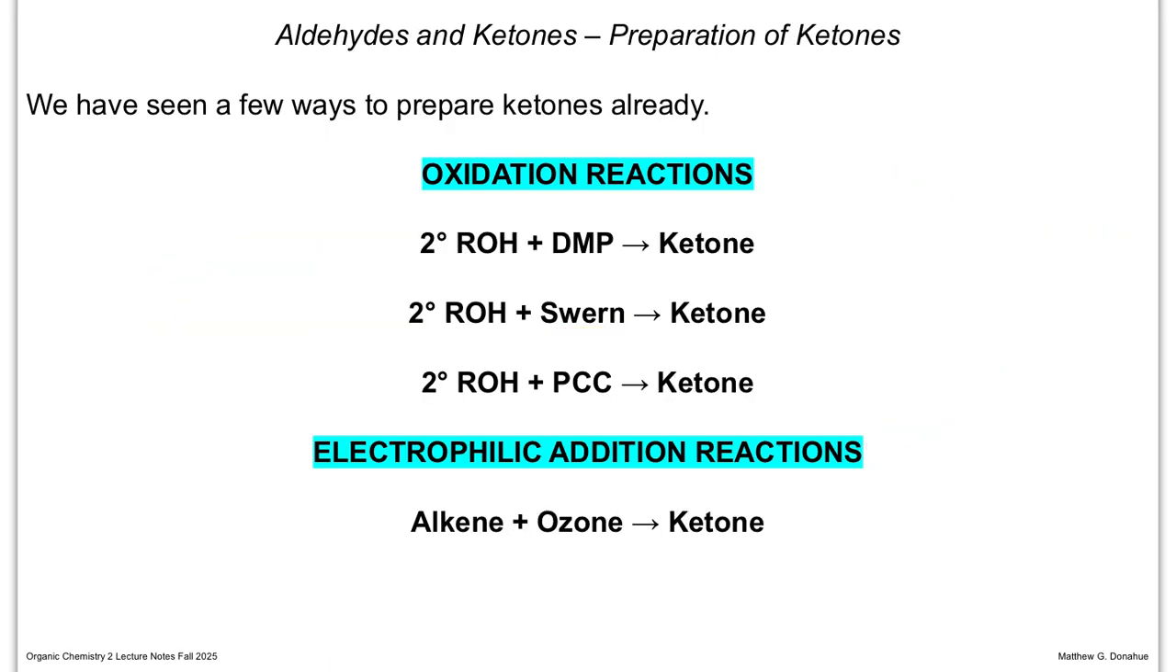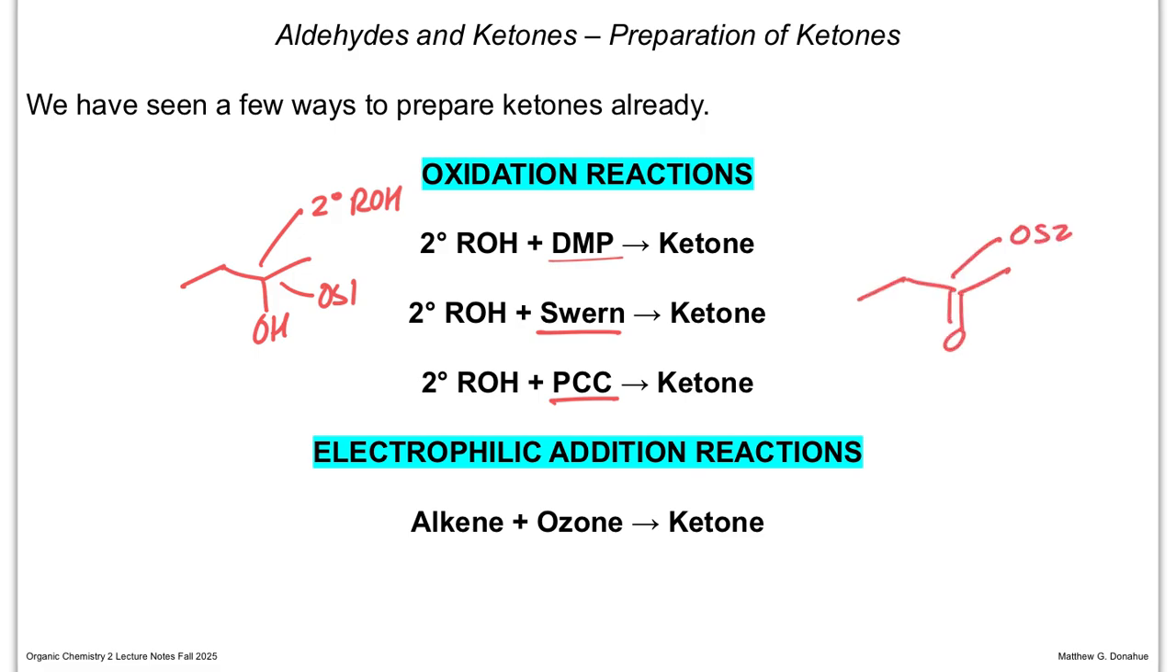So the same set of conditions, but now we're starting with a secondary alcohol. So it's still oxidation state 1, but because it's secondary, any of those 3 conditions will produce a ketone.